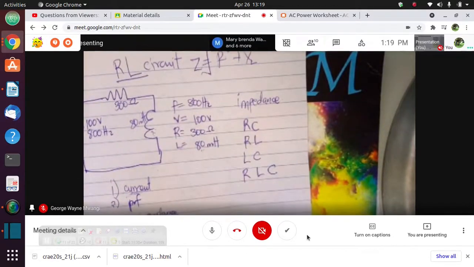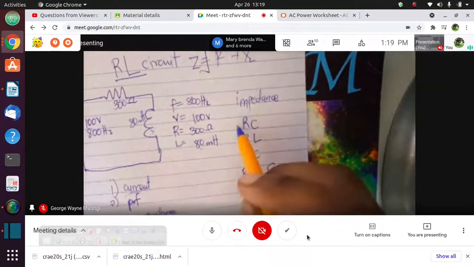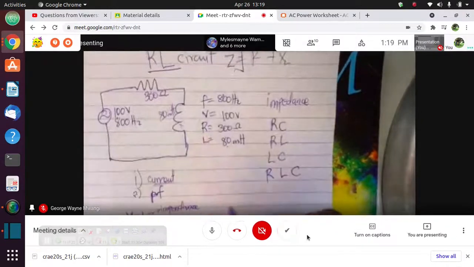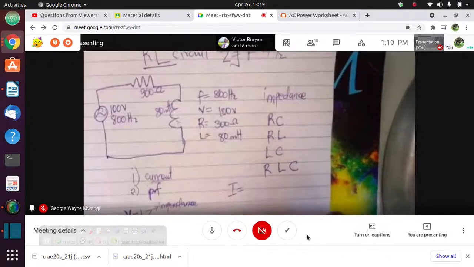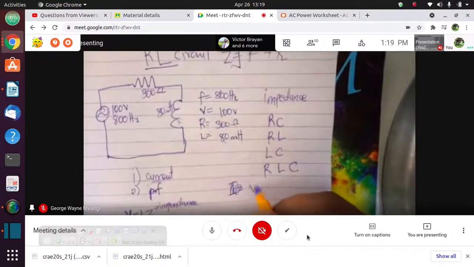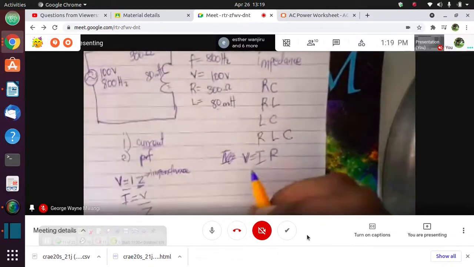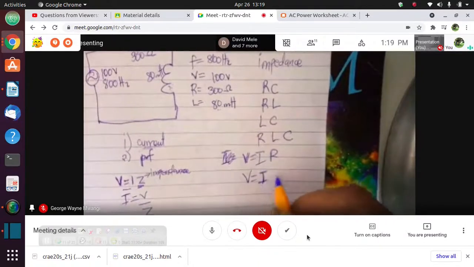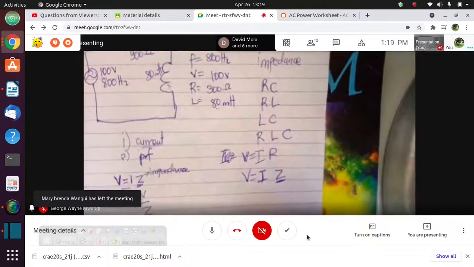Yes, I remember. We said that if you've been given a circuit and told to find the current flowing in that circuit, we use Ohm's law, which says that the voltage is equal to current times the resistance. In an AC circuit, the voltage is equal to the current times the impedance.